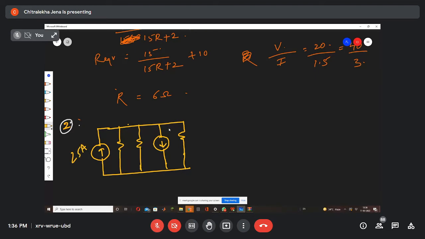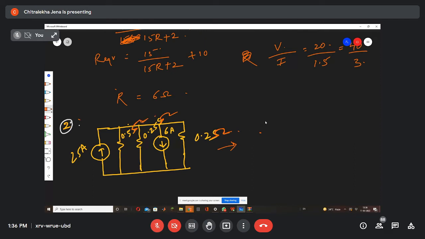So this is 25 ampere. This one you take as 6 ampere. This is 0.5 S and this one is 0.25 S, and 0.2 S. How do you do this one? First do it in ohm, then we will go for S. Take all of this as ohm.